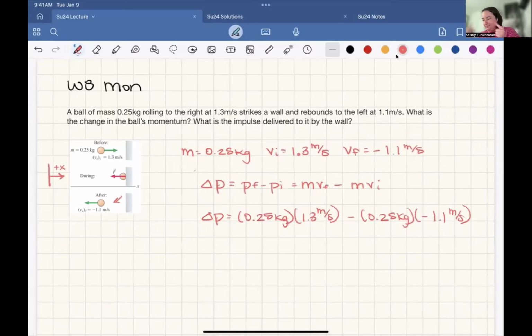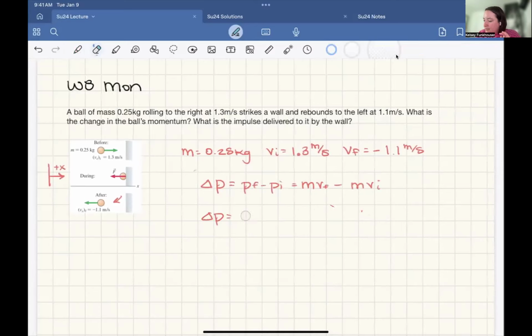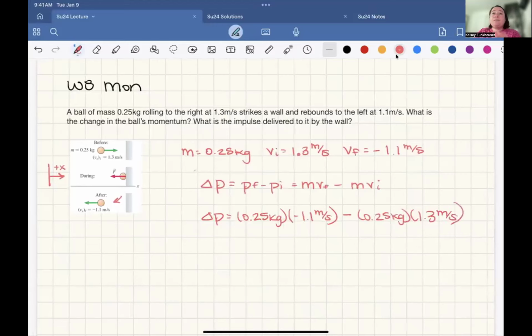Oh, oops. My bad. I messed up here. I switched around final and initial. Let's try that again. Sorry, I wrote it up there and I didn't even do it right. Okay, so the final velocity is the negative 1.1. So let's try this again. 0.25 kilograms, negative 1.1 meters per second. Okay, and then we subtract the initial, which again, 0.25 kilograms, and this one is positive 1.3 meters per second.